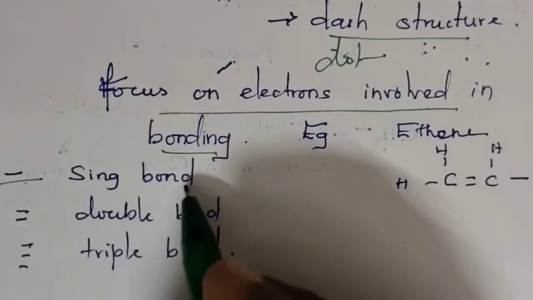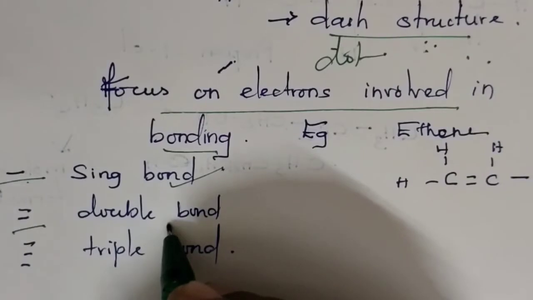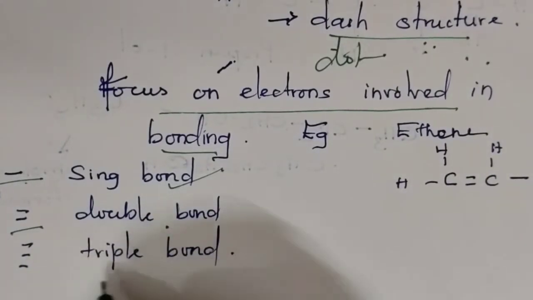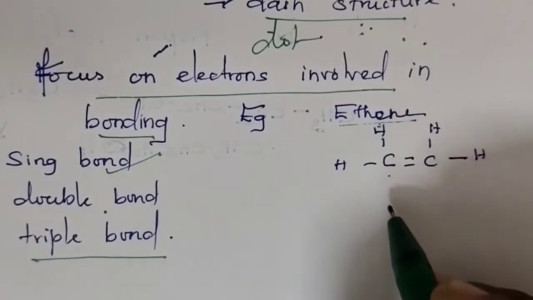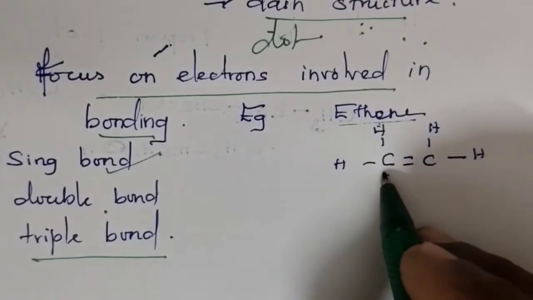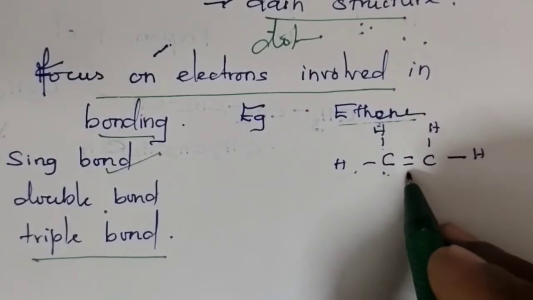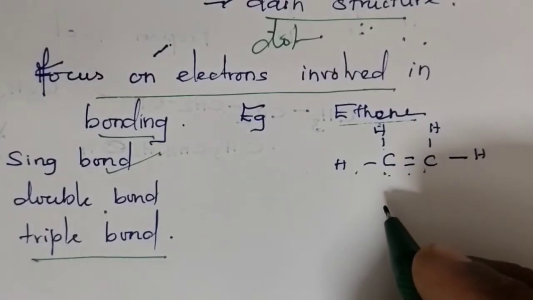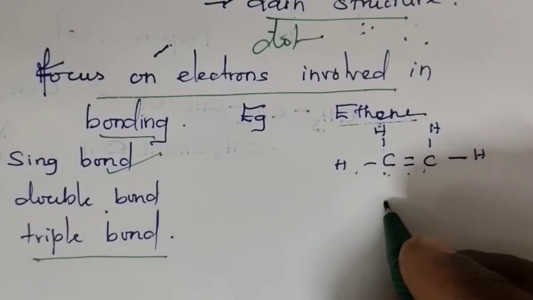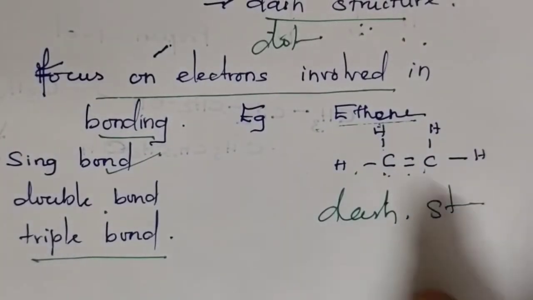A single dash represents a single bond. A double dash represents a double bond. A triple dash represents a triple bond. Example, ethene can be represented as follows. This is one carbon atom, with a single bond to hydrogen, a double bond to the other carbon, and hydrogen. This is the formula for ethene. This type of representation of an organic compound is called a dash structure.